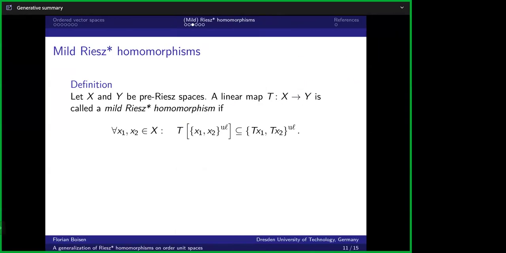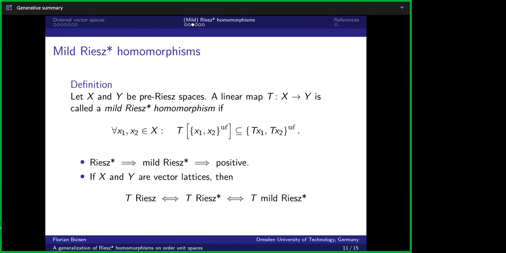So we gave these kind of linear maps a new name, and we call them multi-star homomorphisms. And there are some simple properties that you can prove. You can show that every Riesz star homomorphism is already a multi-star homomorphism, and you can also show that every multi-star homomorphism is positive. And it turns out that if X and Y are vector lattices, then all these notions of star homomorphisms, multi-star homomorphisms, and Riesz homomorphisms between vector lattices coincide. So these multi-star homomorphisms, exactly as Riesz star homomorphisms, generalize the notion of a Riesz homomorphism to order vector spaces.